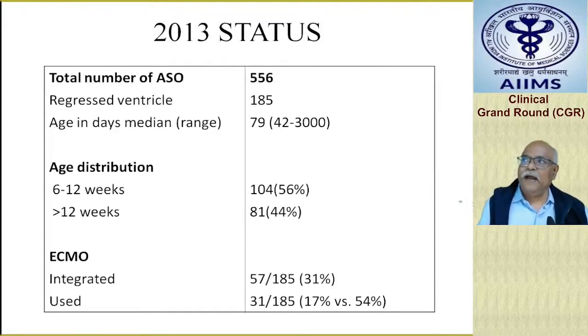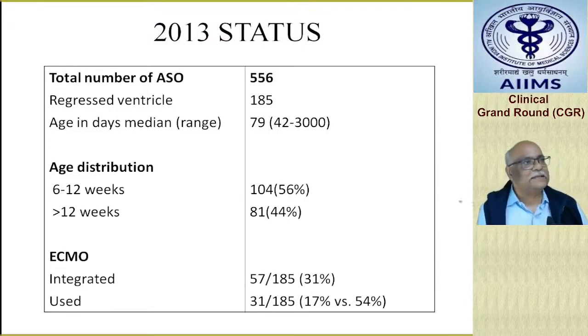So at that time, we had 556 babies. 185 were regressed ventricle. Of that, 57 were operated on integrated ECMO. Out of the 57, only 31 required it, that is around 54%.